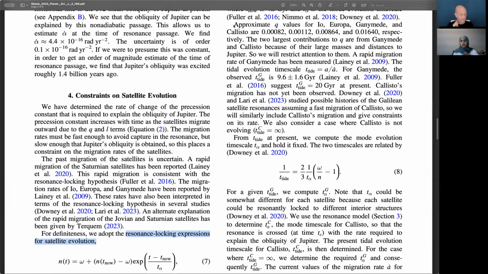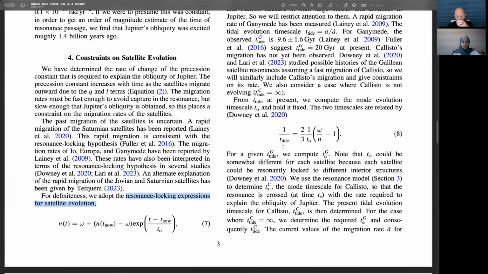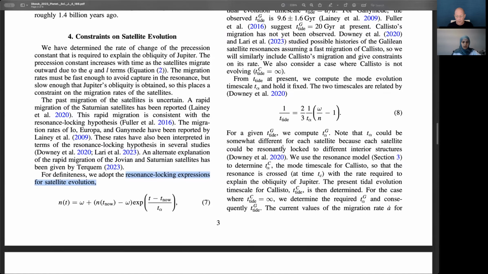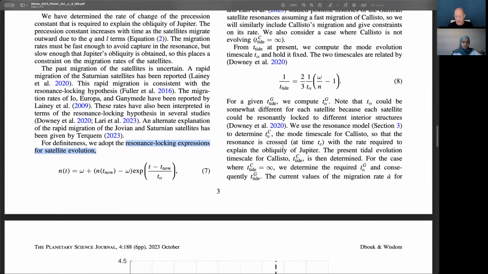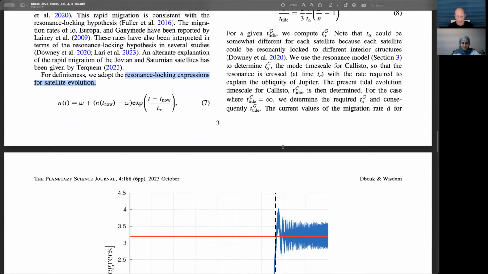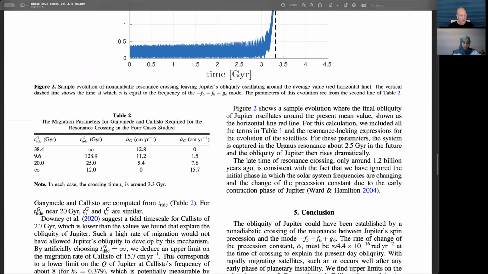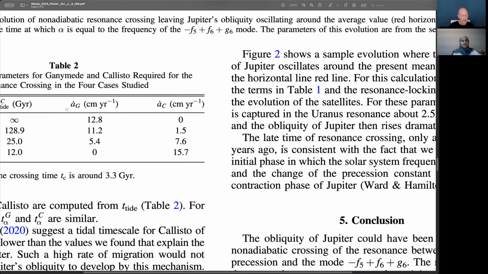So we use these equations 7 and 8, put them in the resonance model, and table 2 can show us the values that we were using. I'm with you. Okay, let's go to the next table. Migration for Ganymede and Callisto.